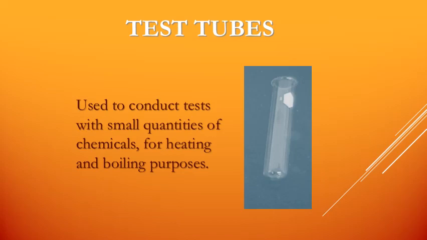A test tube is used to conduct tests with small quantities of chemicals, for heating and boiling purposes. So if you want to heat a solid substance in very small quantity, you will be using a test tube. If you want to carry out a test where the amount of chemicals used is small, you will use a test tube for it.